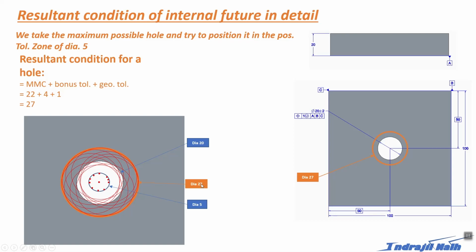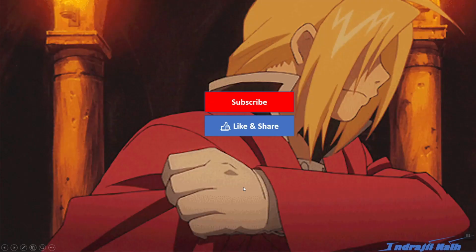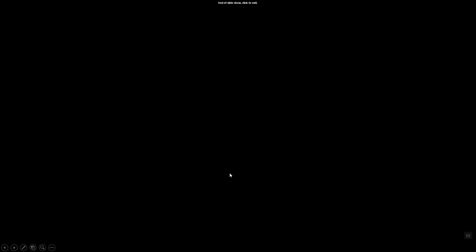Now whatever hole you have produced here with maximum material condition 22, with the total position tolerance, which comes to 5, will never cross this boundary, right? It never crosses this boundary. All these red circles you see are 22 dias, and these never cross this boundary. So that's your resultant condition for your internal feature. Okay, so next we'll discuss the external feature.